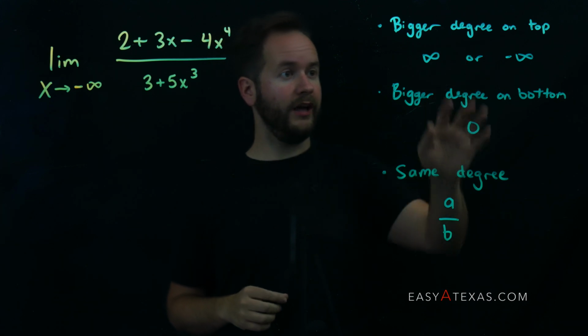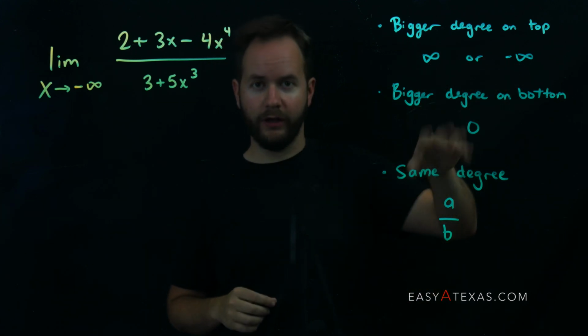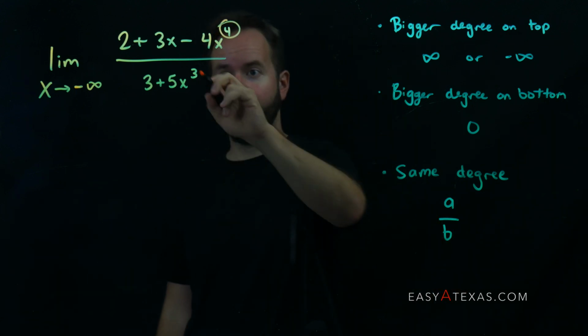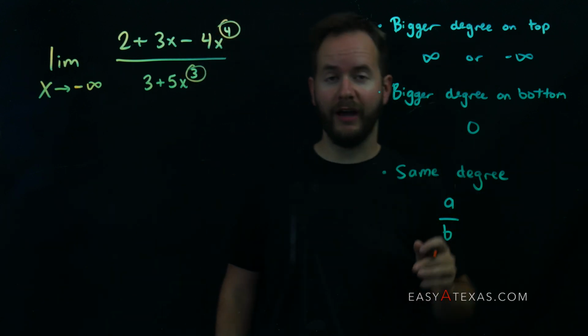When you have a bigger degree on top, your answer is either infinity or negative infinity, and here are the other rules down below. We don't really need these other two rules because in this instance, the degree on top is 4 while the degree on the bottom is 3, so it is bigger on top than on the bottom.